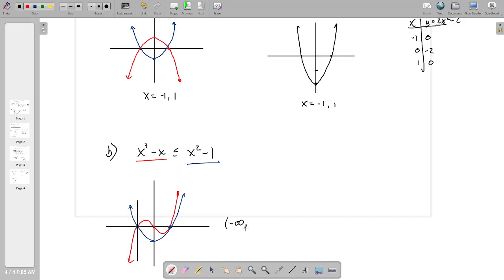So -1 is included in the solution set, but then immediately after, the red curve is all of a sudden higher than the blue curve. So it does not satisfy this inequality anymore because the red curve is not less than the blue curve. It's greater than the y value. And then we go all the way up to here. We reach 1 where they're equal again. So we need to include that in our solution set. But we only include 1 because around 1, the red curve is still higher than the blue curve. So we end up with this solution set here.